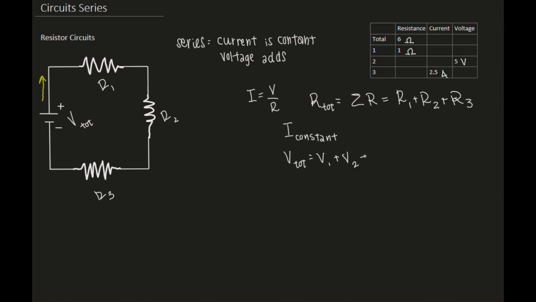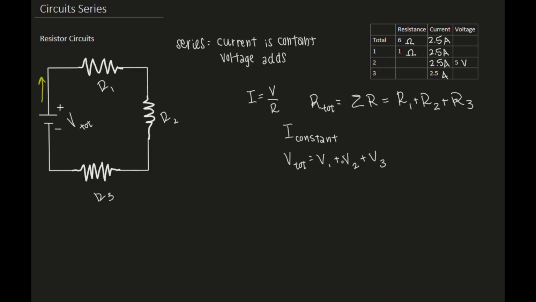Using these bits of information, we can fill in this chart. And this is at this point just a system of equations with some unknown variables. If my current is constant, then the current at resistor 3 is the same as the current at resistor 2, 2.5 amps, which is the same as the current at resistor 1, 2.5 amps, and the same for the total current, 2.5 amps. It hasn't dissipated.